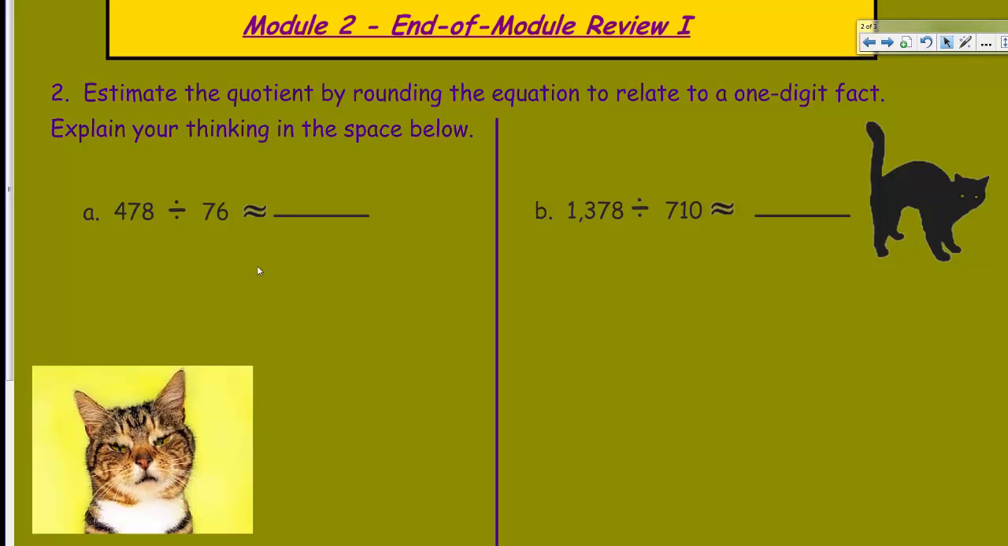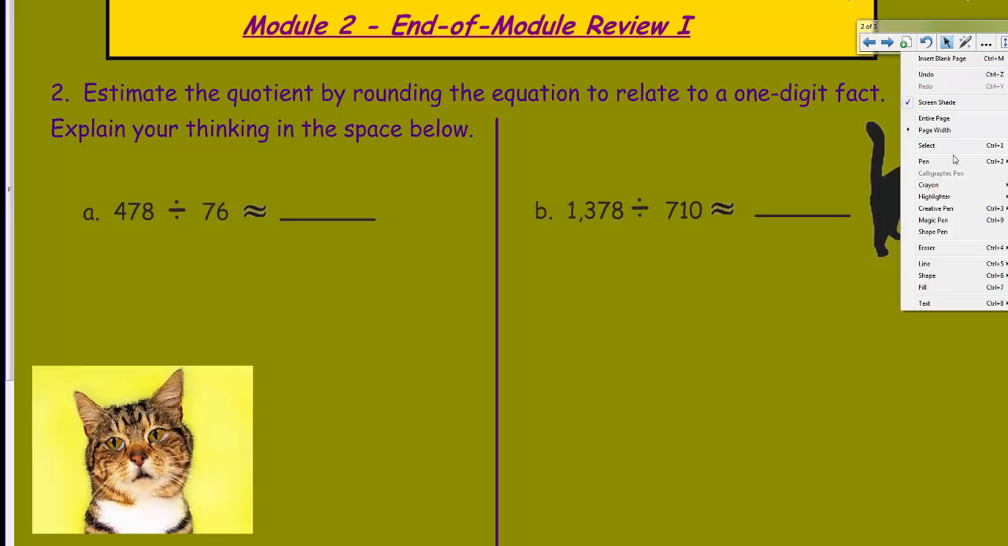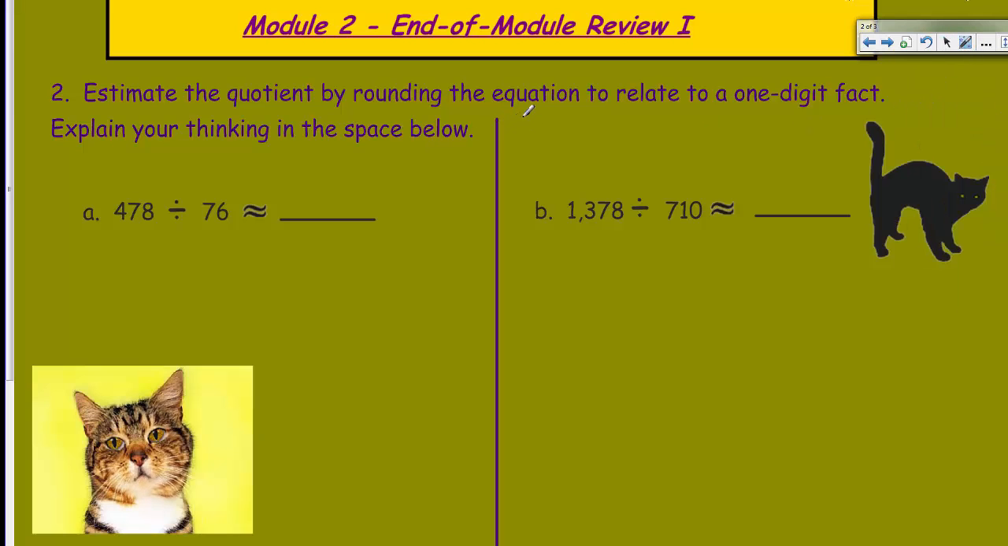Continuing on here, we're going to estimate. This is estimate the quotient by rounding the equation to relate to a 1-digit fact. And then it says explain your thinking in the space below. So we're going to basically bring this down to a 1-digit fact. We're going to estimate the quotient, which is the blank we have here, by rounding the equation to relate to a 1-digit fact. Let me get my pen, and let's go ahead and get this one too here.